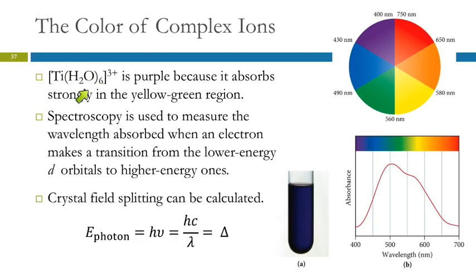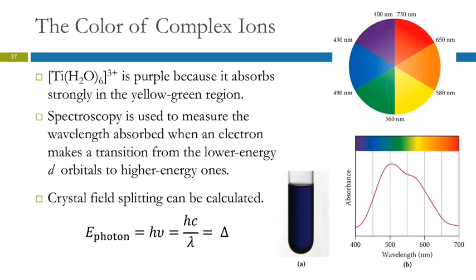So this complex ion is purple because it absorbs strongly in the yellow-green region. If we look at the absorbance as a function of the wavelength, we see that as you increase the wavelength, it absorbs more and more, very strongly in this yellow-green region, and then it falls off. So you're taking this part of the color out, and you're seeing what's left. And so you're seeing purple. It's a combination of this and some of this red stuff up here. Okay?